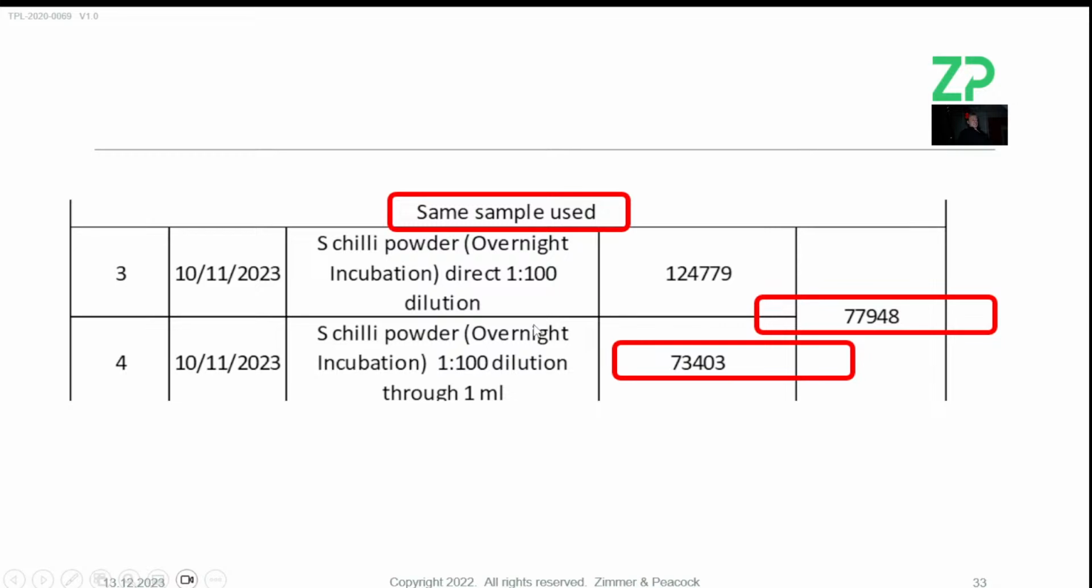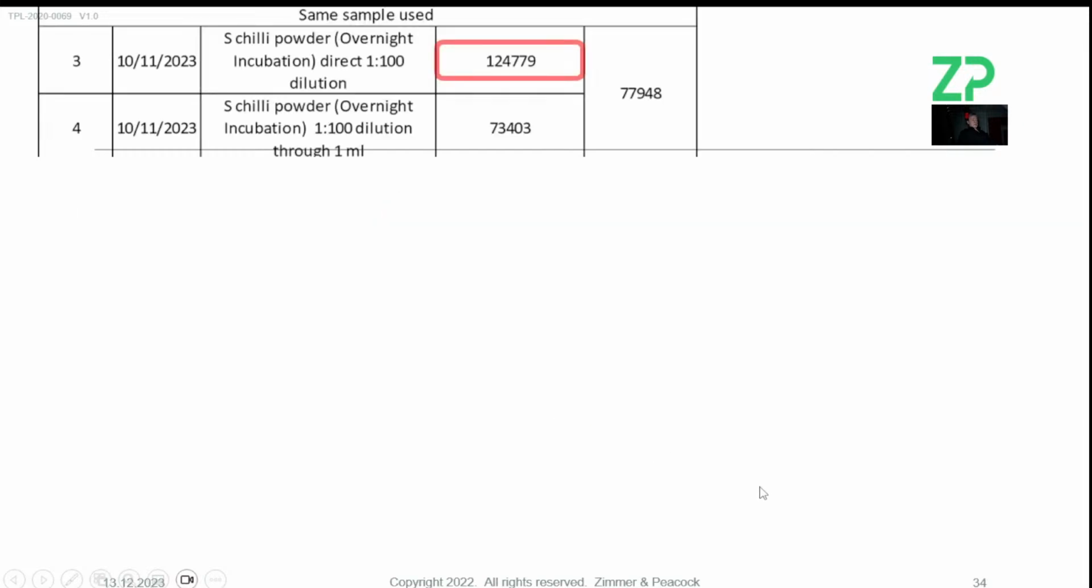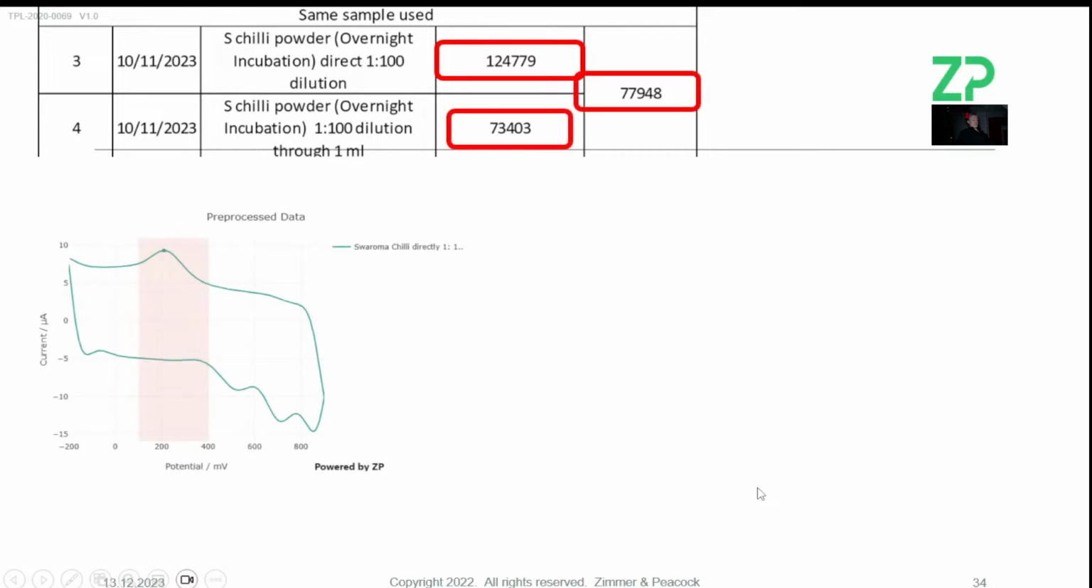But I need to understand that they've done the dilution correctly. I need to understand this word, direct, direct 1/100 dilution, 1 in 100 dilution through 1 mil. I need to understand what that means, because when I understand that, then I can understand what's actually going on here. But I don't have that understanding yet. There's something subtle between these two. When you do one process, it's higher than the HPLC, and when you do the other process, it correlates well with the HPLC. But again, we can look at the raw signals.